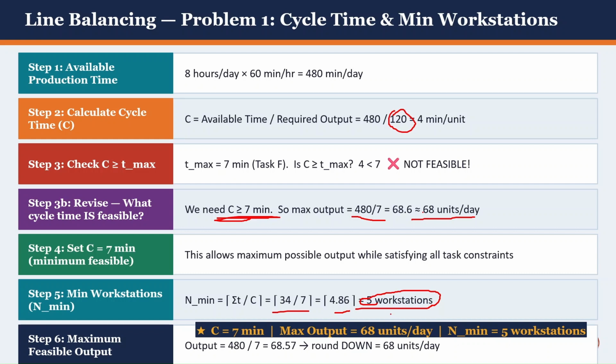So the maximum feasible output from these 5 workstations: in a single workstation, I can get around 68. If I use the workstations effectively, I'll be getting 68 into 5 components in a day. But since there are some unassignable cases, you won't be able to do all 68 units on one workstation. Therefore, we have to assign them according to the number of workstations.